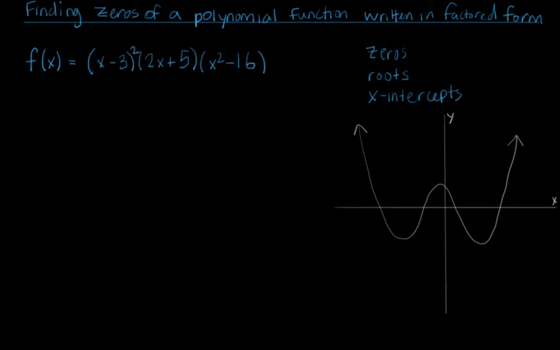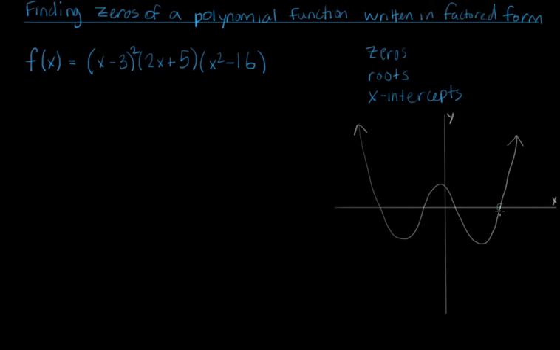In this video, I want to talk about how to find zeros of a polynomial function that's written in factored form. So first, I want to talk about what are zeros. So zeros can be called zeros, roots, or x-intercepts. And basically, these are all the places where the function is equal to 0.